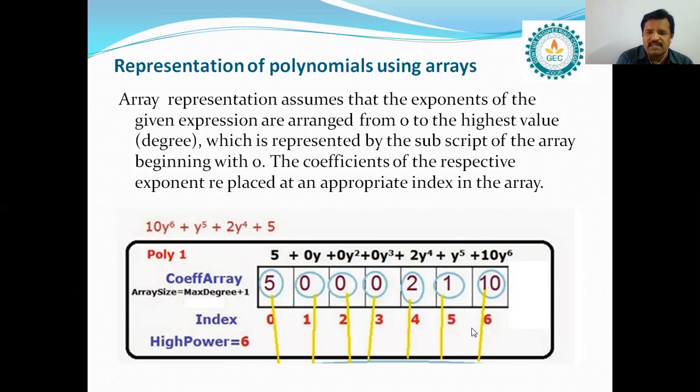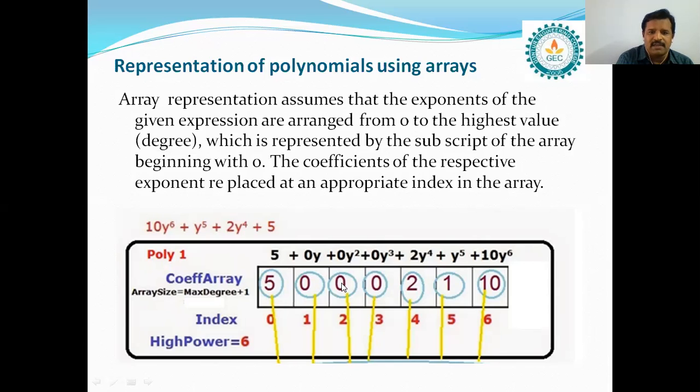So 0 to 6. We have to place the coefficients in the index values. At the 0 index value, the 5 should be placed. And next, y power 1. There is no coefficient for y power 1, so we can place the coefficient as 0.